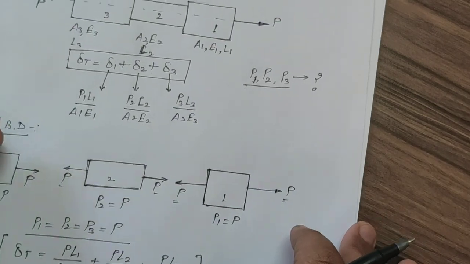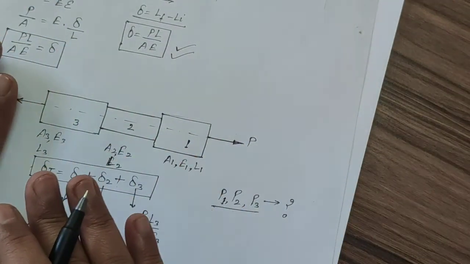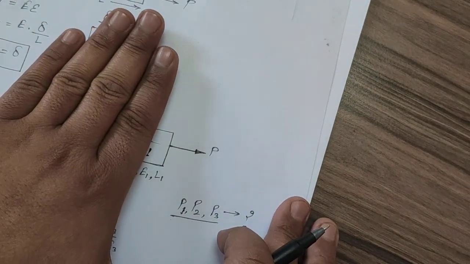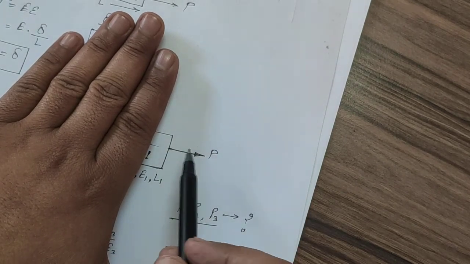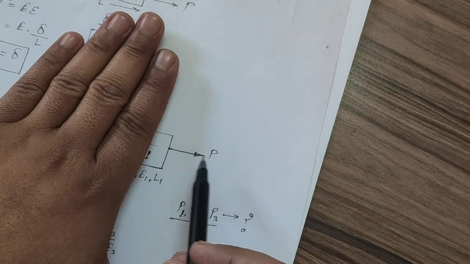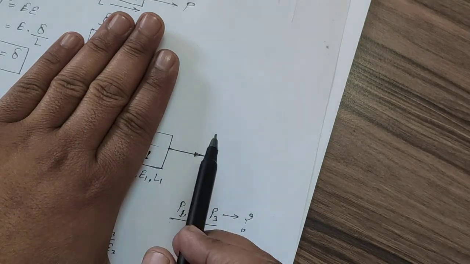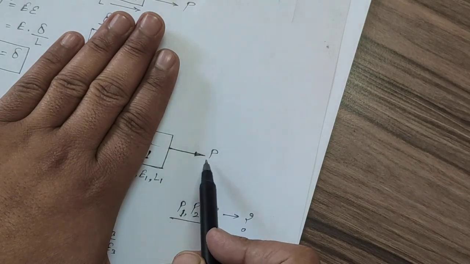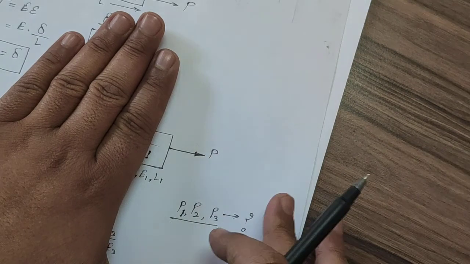In the method of section, what we have to do is start either from the left hand side or the right hand side. Okay. We will put our hand like this, and we will observe what amount of force is acting on either the left hand side or the right hand side. We will do the right hand side. On the right hand side we are looking, only one force P is acting. So P1 will be equal to P. Okay.